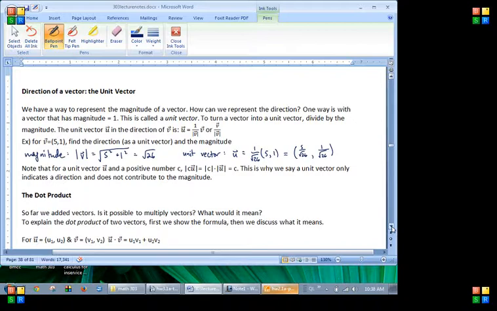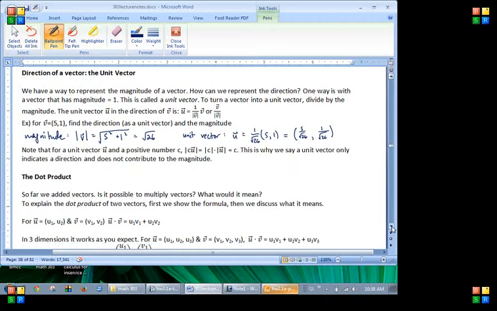Okay. Now this is a dot product for two-dimensional vectors. How does it work for three-dimensional vectors? Exact same idea. It's the product of the first components plus the product of the second components plus the product of the third components. Okay. And naturally, you can extend this to any number of dimensions.